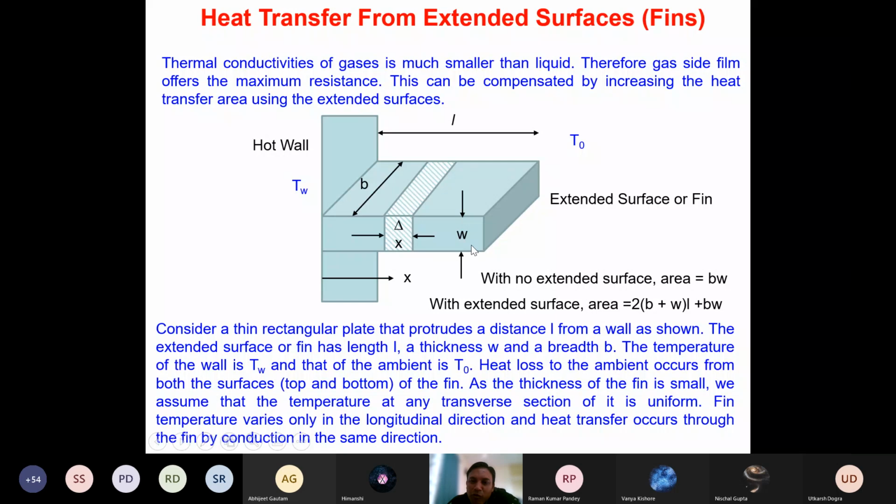Anyway, this width will be very small. So whatever the heat dissipation is taking place from this end or the other end, this side, the back side, will be very small. Do you all agree? Isn't it? Yes, sir. Correct.